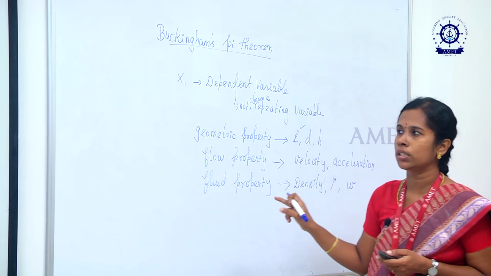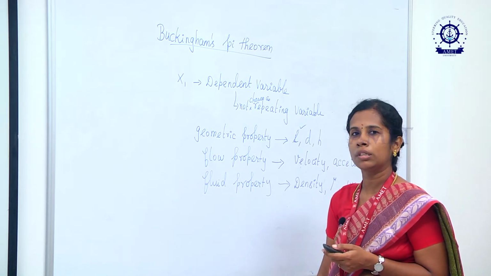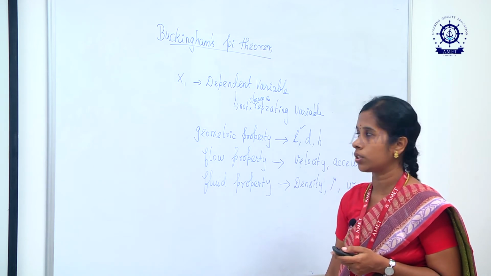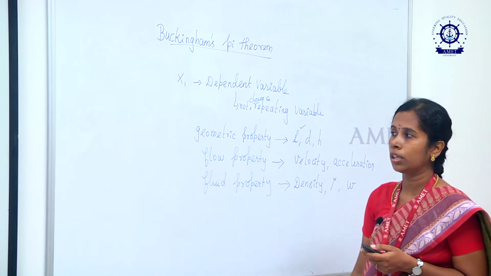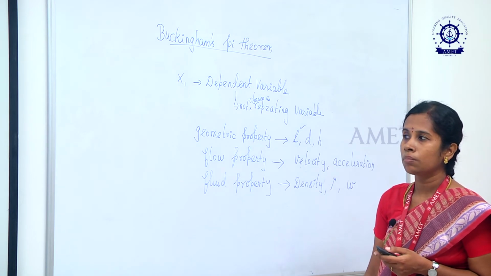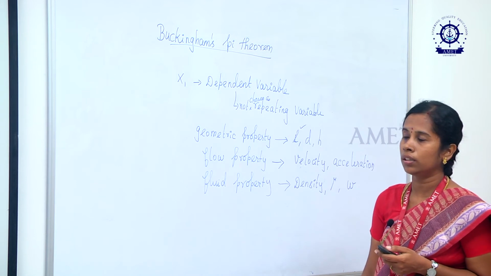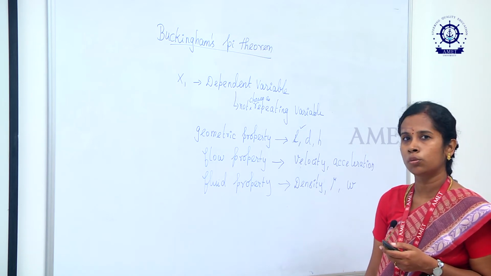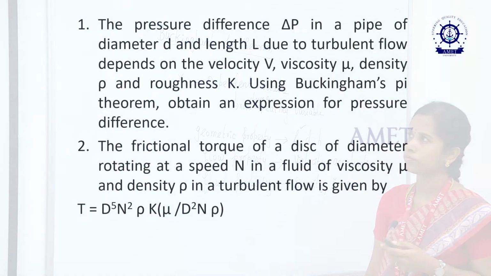The next condition is that the repeating variables selected should not form a dimensionless group. Dimensionless means it is not going to have any dimension; they should have a dimension. The next point is that the repeating variables together must have the same number of fundamental dimensions as the problem. Also, no two repeating variables should have the same dimensions. These are the procedures to be followed when you do a problem using Buckingham's pi theorem.